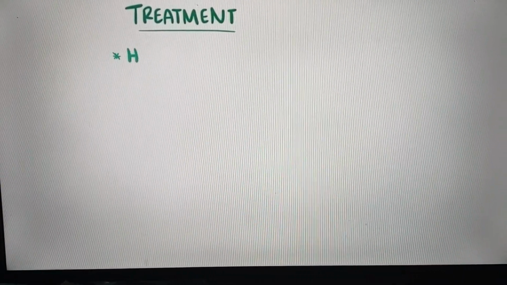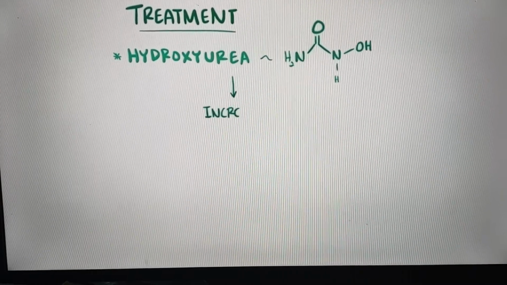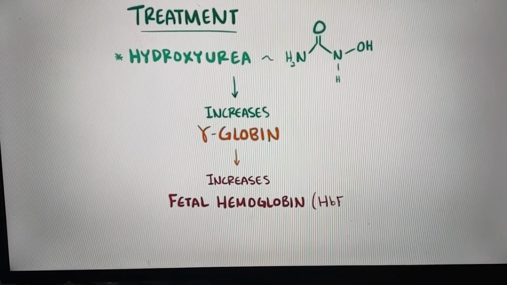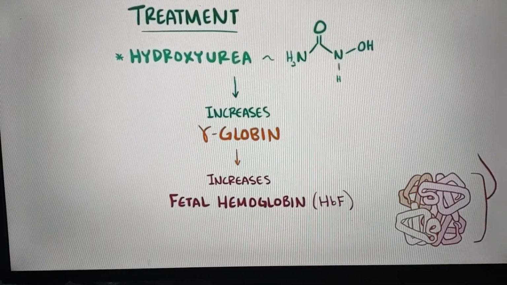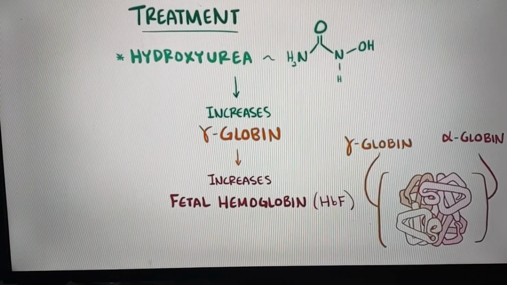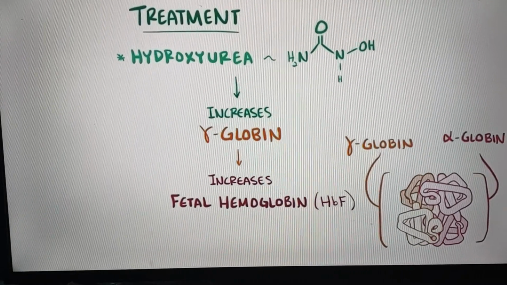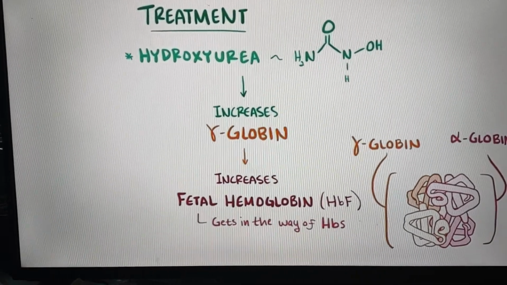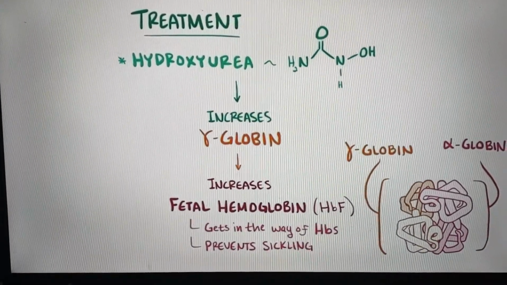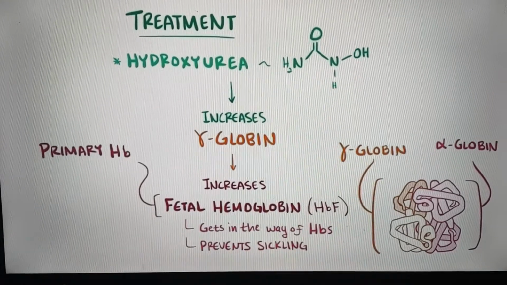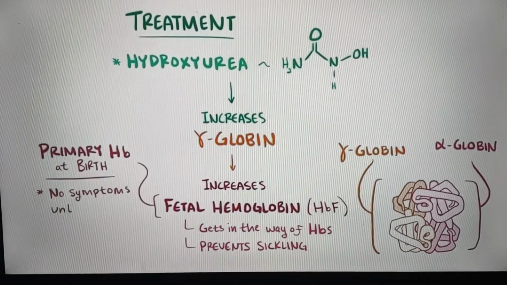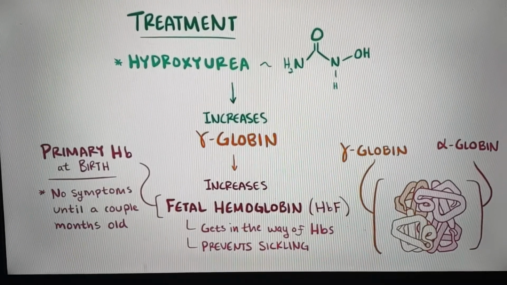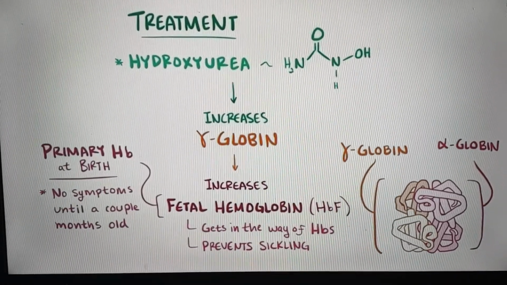Another preventative medicine is hydroxyurea, which works by increasing the amount of gamma globin, which results in more fetal hemoglobin, or HbF. Fetal hemoglobin is made up of 2 alpha and 2 gamma globin chains, so it does not include the mutated beta globins. Since it cannot polymerize, it gets in the way of HbS polymers being made and prevents sickling. HbF is the primary hemoglobin at birth, which explains why sickle cell symptoms don't happen until a few months of life, when adult hemoglobin starts to predominate, which contains the mutated beta globin.